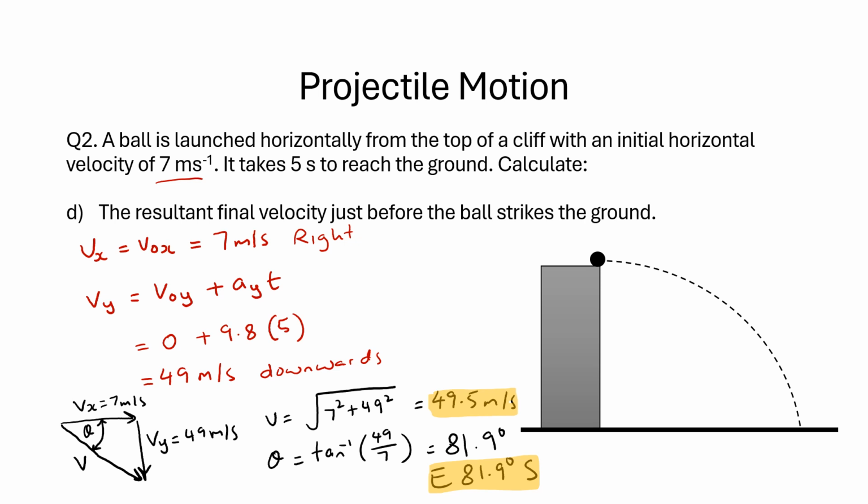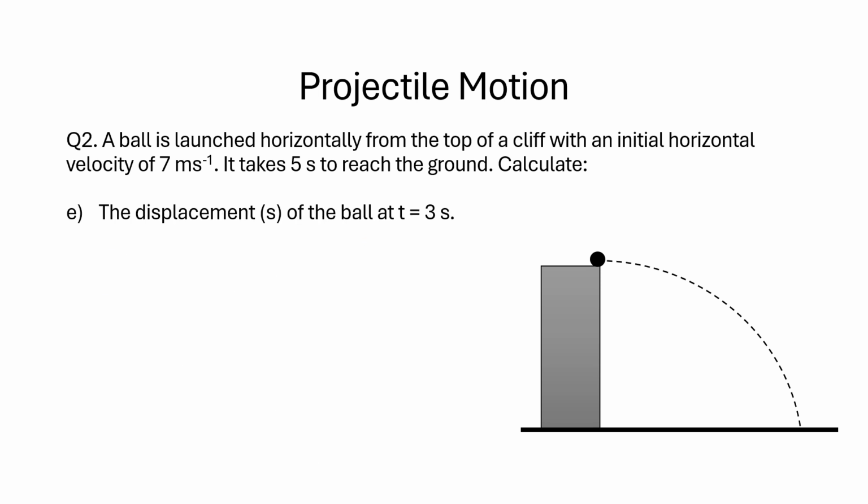Using compass bearing, you would need to find this angle, which is 90 minus theta. So 90 minus 81.9 degrees, we get 8.1 degrees, and we can say south 8.1 degrees east. So this answer is also correct. This answer is using compass bearing.